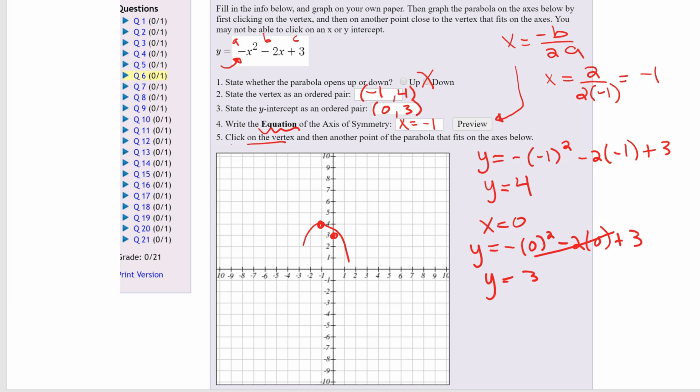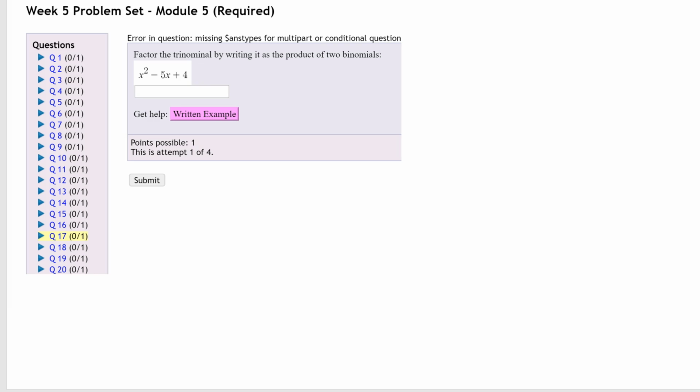We're going to do 2 more. So factor the trinomial by writing it as a product of 2 binomials. The reason I'm picking this one is because of the directions. You're to write your answer as a product of 2 binomials, which means in this space here, you're going to have 2 binomials multiplied, and that can be a little bit confusing. So we're going to factor this. We know that it is a trinomial. The leading coefficient is 1.